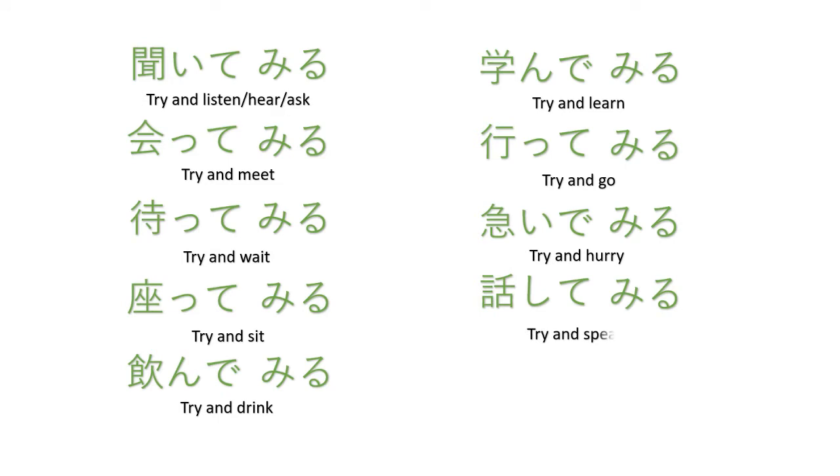And then we add here miru. Kiite miru, atte miru, matte miru, suwatte miru, nonde miru, manande miru, itte miru, isoide miru, hanashite miru. And they are translated as such. Try and listen, try and meet, try and wait, try and sit, try and drink, try and learn, try and go, try and hurry, try and speak. Okay?